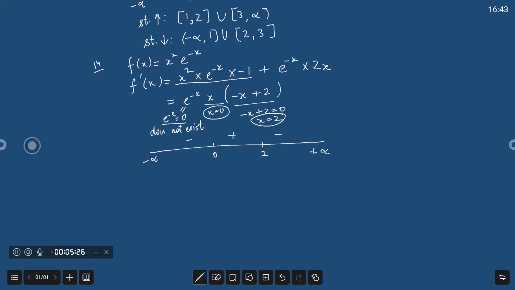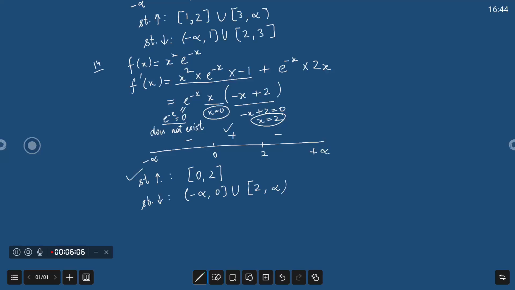Now as per this number line, let's write when the function is strictly increasing. When is it increasing? Only in this interval from 0 to 2. And when is the function strictly decreasing? Minus infinity till 0, union 2 till infinity. The question was asking you only about in which interval it is increasing, so you just need to write this one. In case decreasing is also asked, then you will write this also. Right?